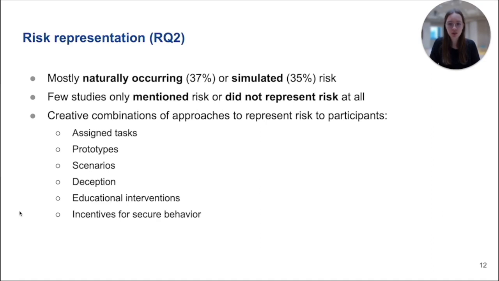Researchers used creative combinations of approaches to represent risk to research participants. For example, assigned tasks, prototypes, scenarios, deception, educational interventions, or incentives for secure behavior. We give many examples of how researchers use these approaches in the paper. For now, let's have a closer look at deception.